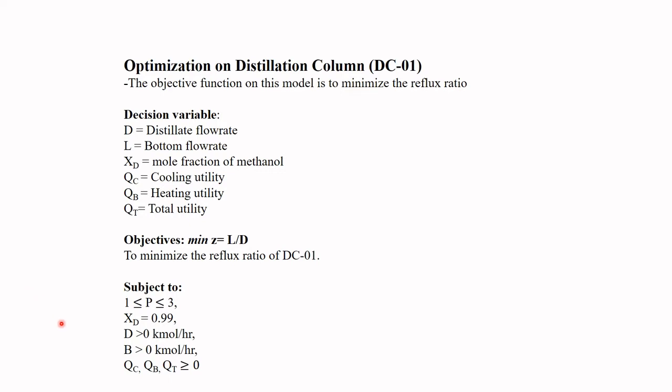Thus, the optimized design of this distillation column will ensure the production of methanol with the least utility and capital cost. In this sense, the optimization on DC01 will be done by manipulating the pressure of the column. The decision variable, the objective function and the constraints are stated as well.